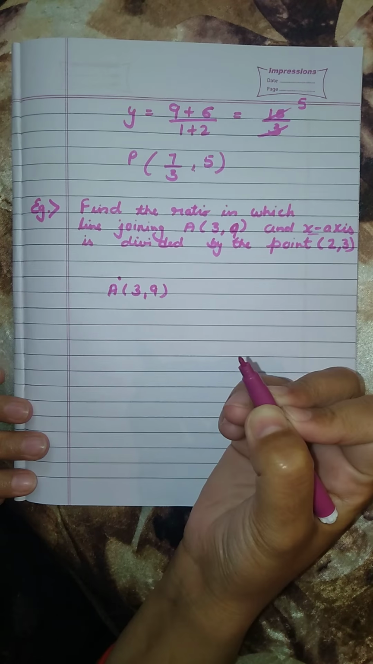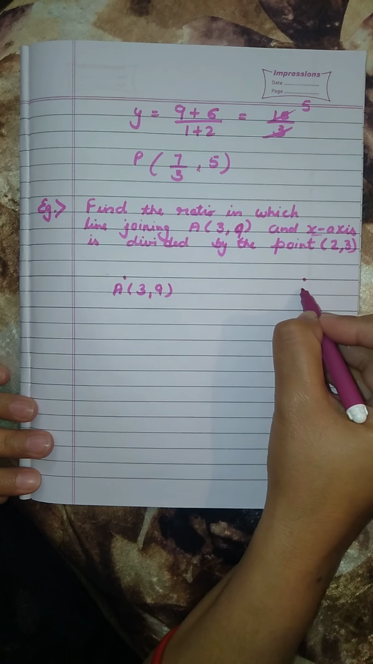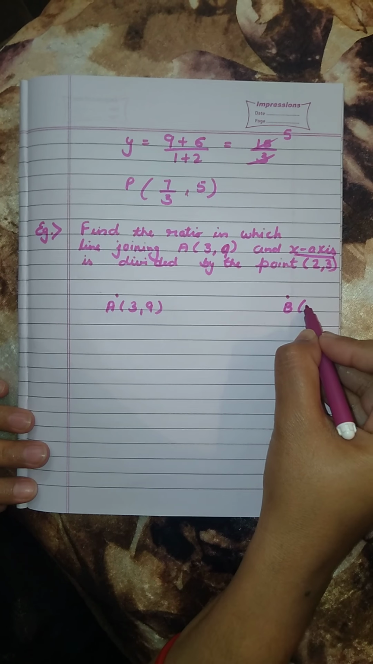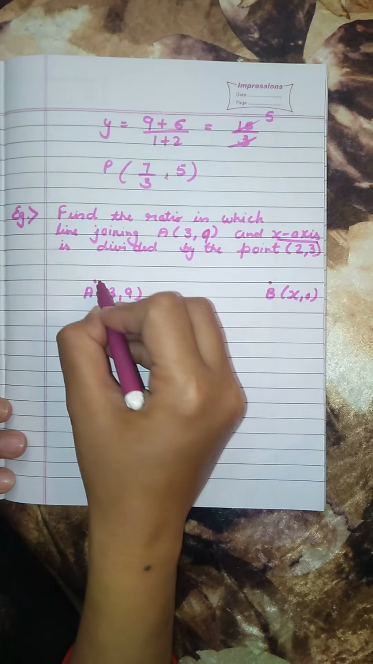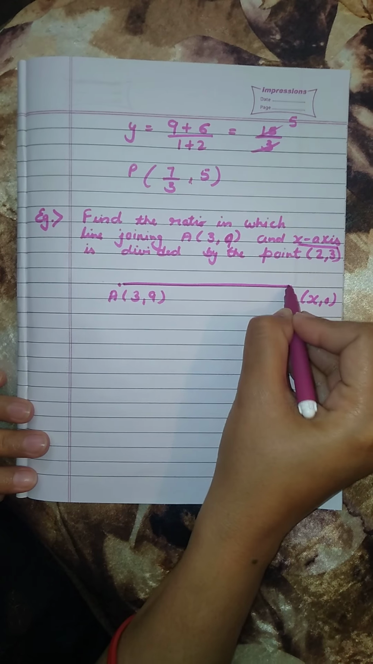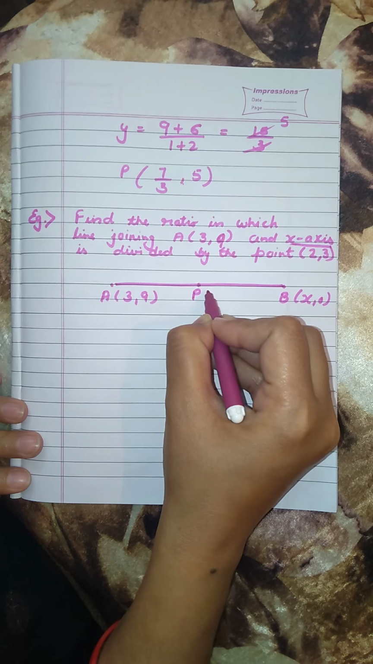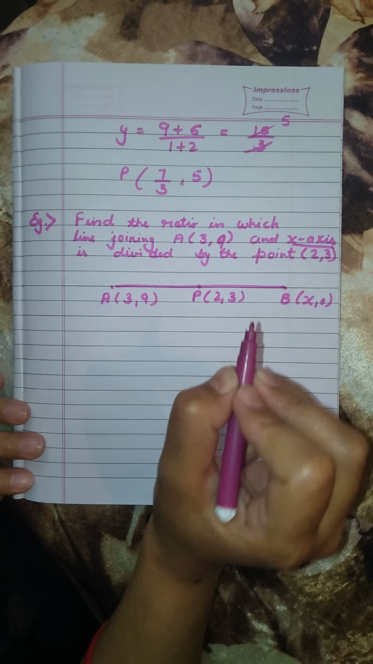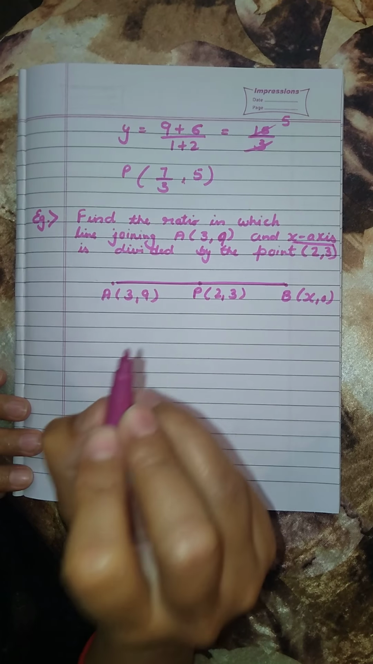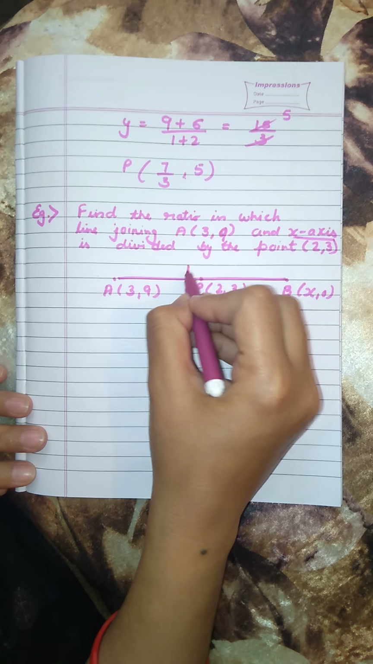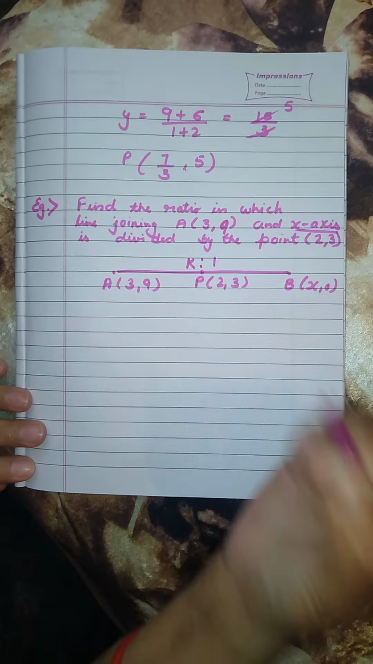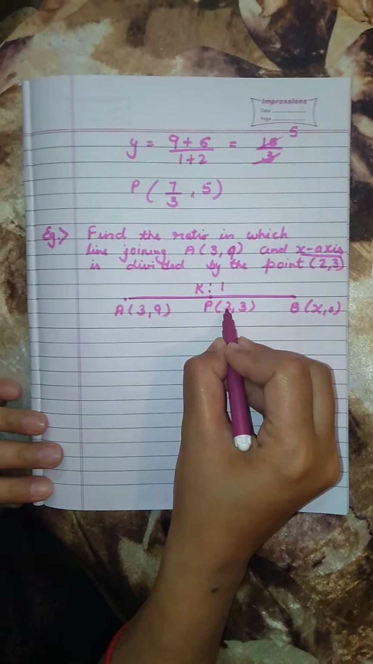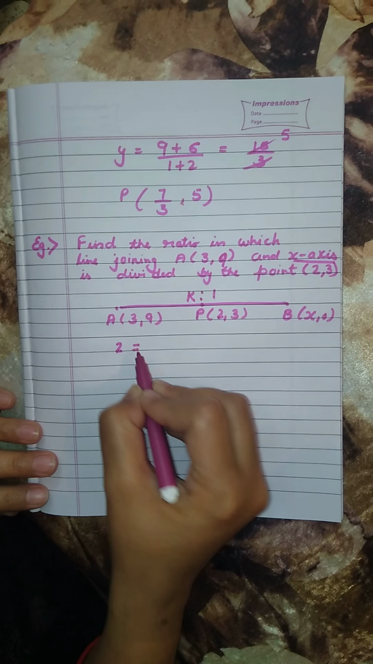Point A has coordinates 3, 9. Another point, let me name it B. This point is on the x-axis and the coordinates are x, 0. This line segment AB is divided by another point P. The coordinates are 2, 3. I have to find the ratio. Whenever you have to find the ratio, always assume the ratio to be k:1.